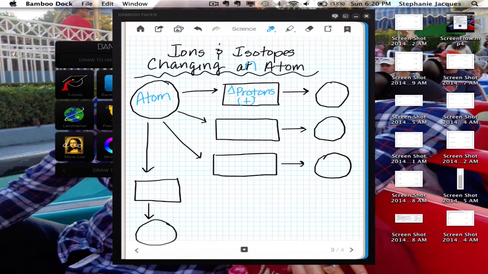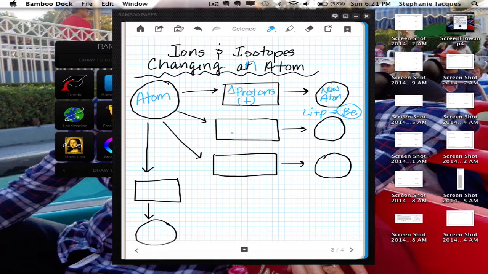If you add protons or subtract them, what happens is you form a new atom, a different type of atom. So an example of that is if you have lithium and you add a proton, it's going to bring you over to beryllium. It's going to change your atom altogether.